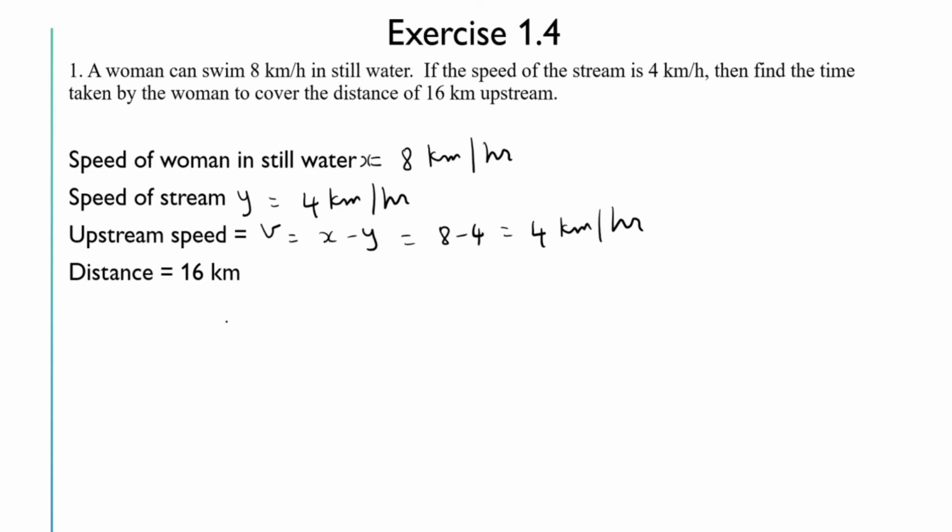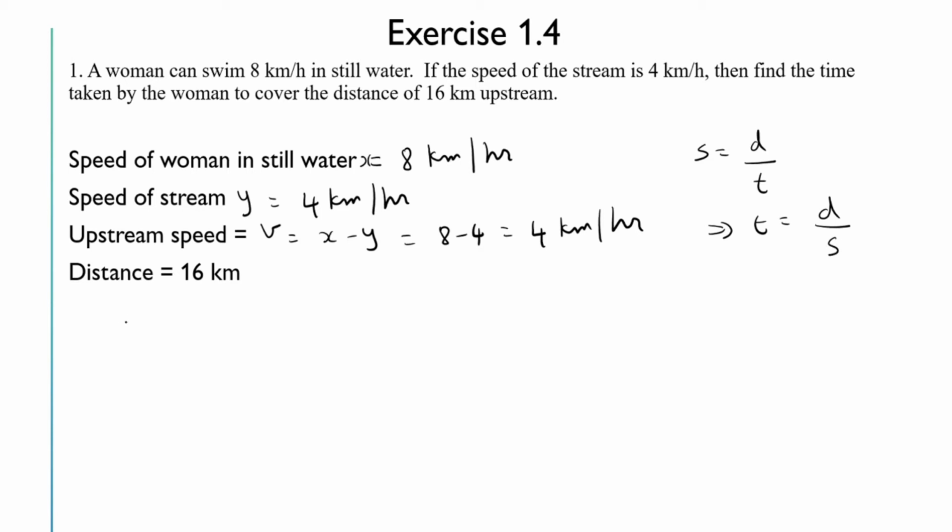We know that the distance is given as 16 kilometers. Now we have to find the time. We know that speed is equal to distance by time. So from this we have time is equal to distance by speed.